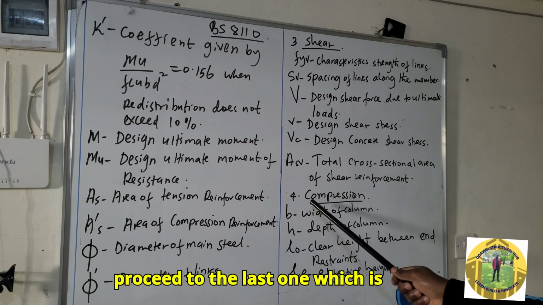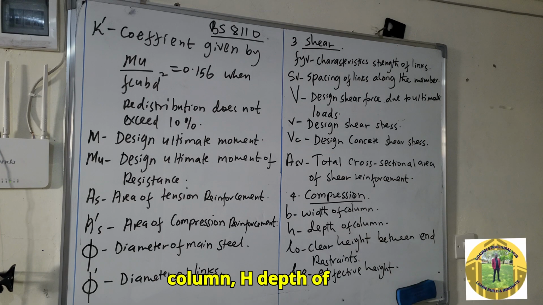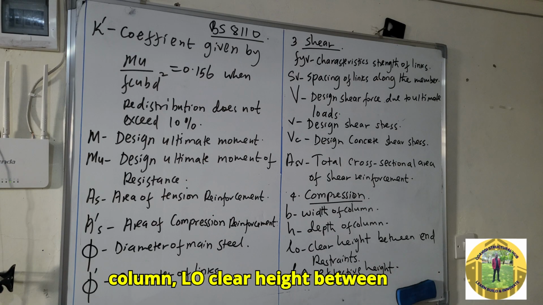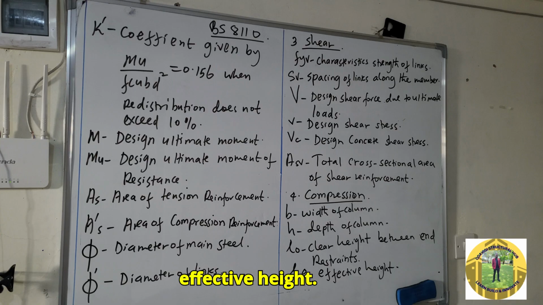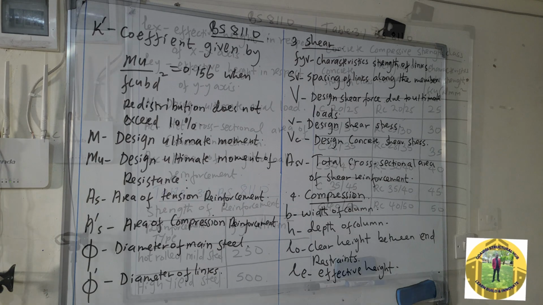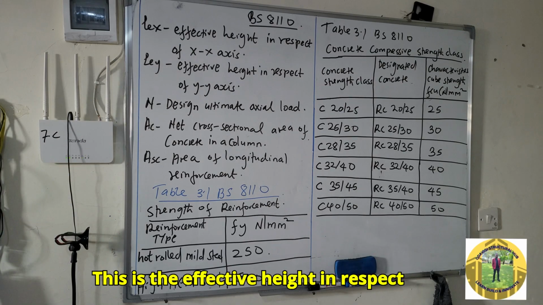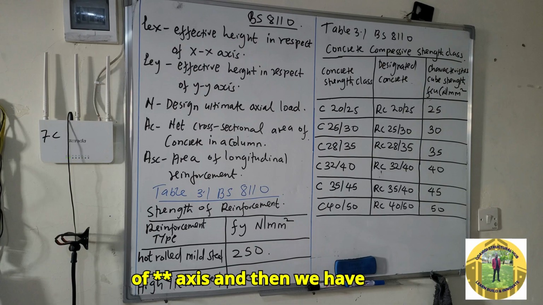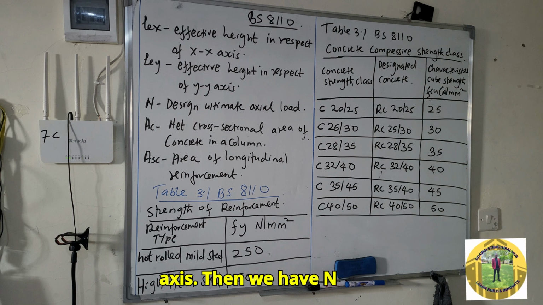We proceed to the last one, which is compression. b is the width of column. h, depth of column. lo, clear height between end restraints. le, effective height. So we have lex, the effective height in respect of the XX axis. And then we have ley, the effective height in respect of the YY axis.